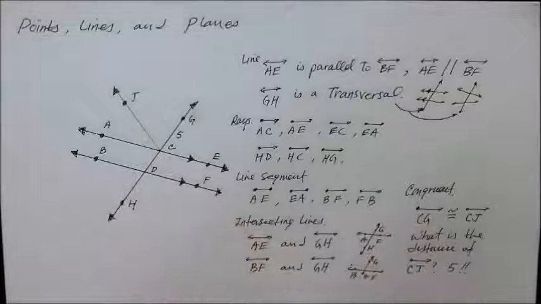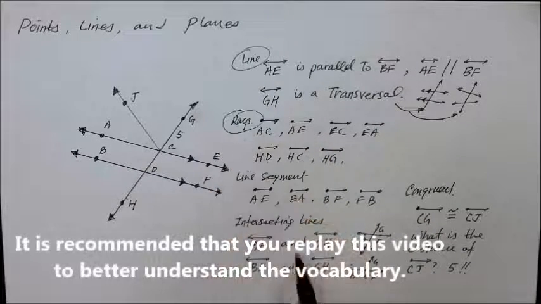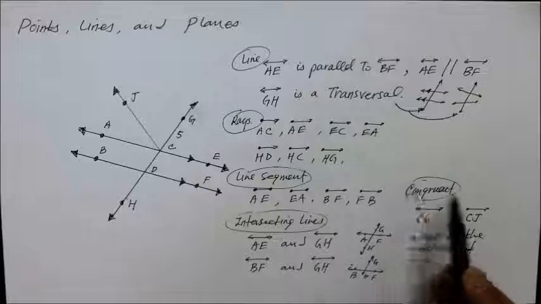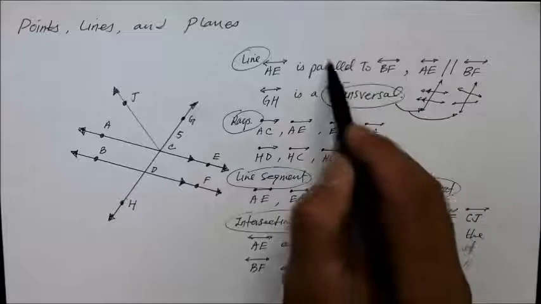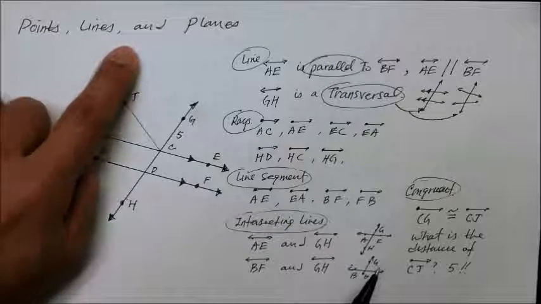So these are the things you need to know: the line, the ray, the line segment, the intersecting lines, congruence, transversal, parallel. These are all the things you need to know when we talk about the concept of points, lines, and planes.